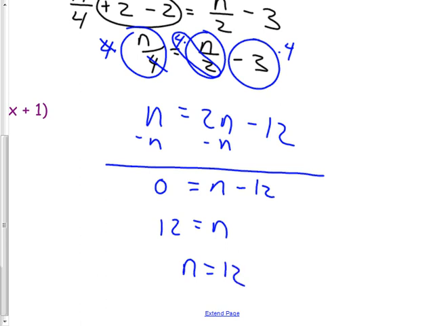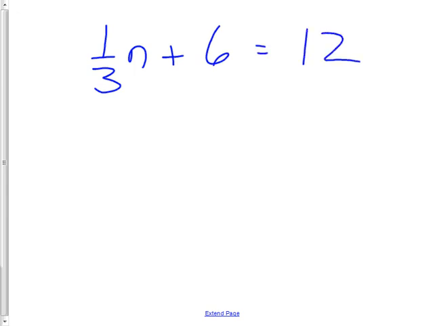All right, I just showed you a really, really powerful tip there, and I want to show it to you again in a different problem. So say I had 1/3 n plus 6 is equal to 12. How can I clear that fraction so I don't have fraction issues anymore? Times everything by what? 3.